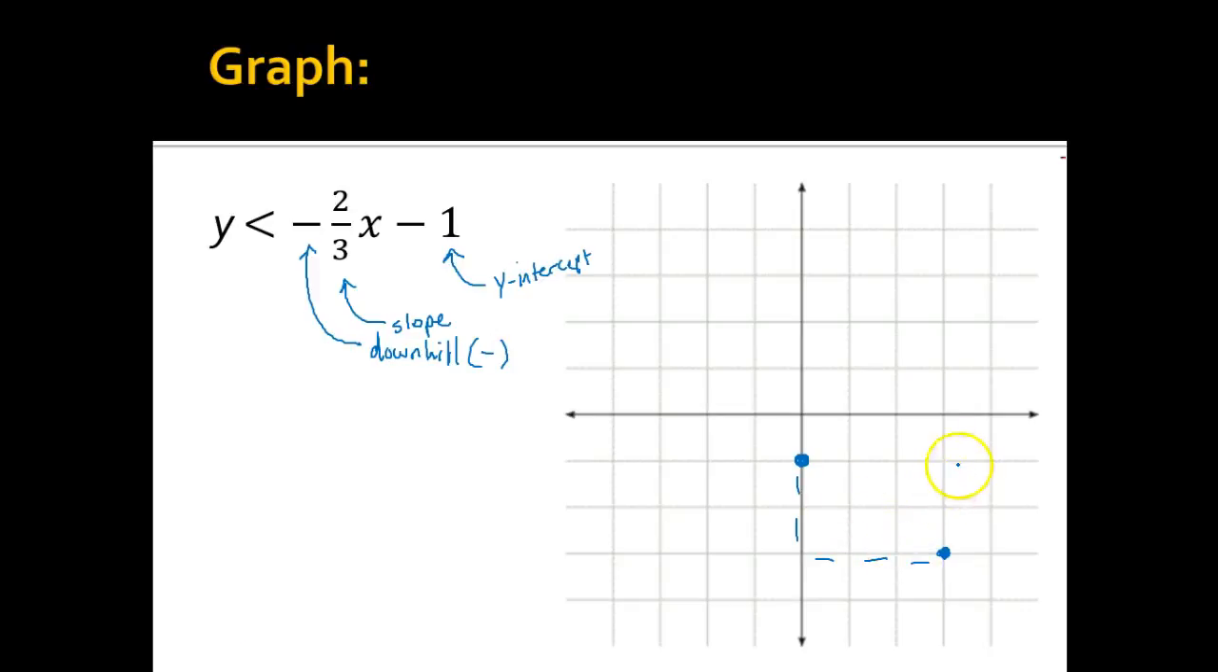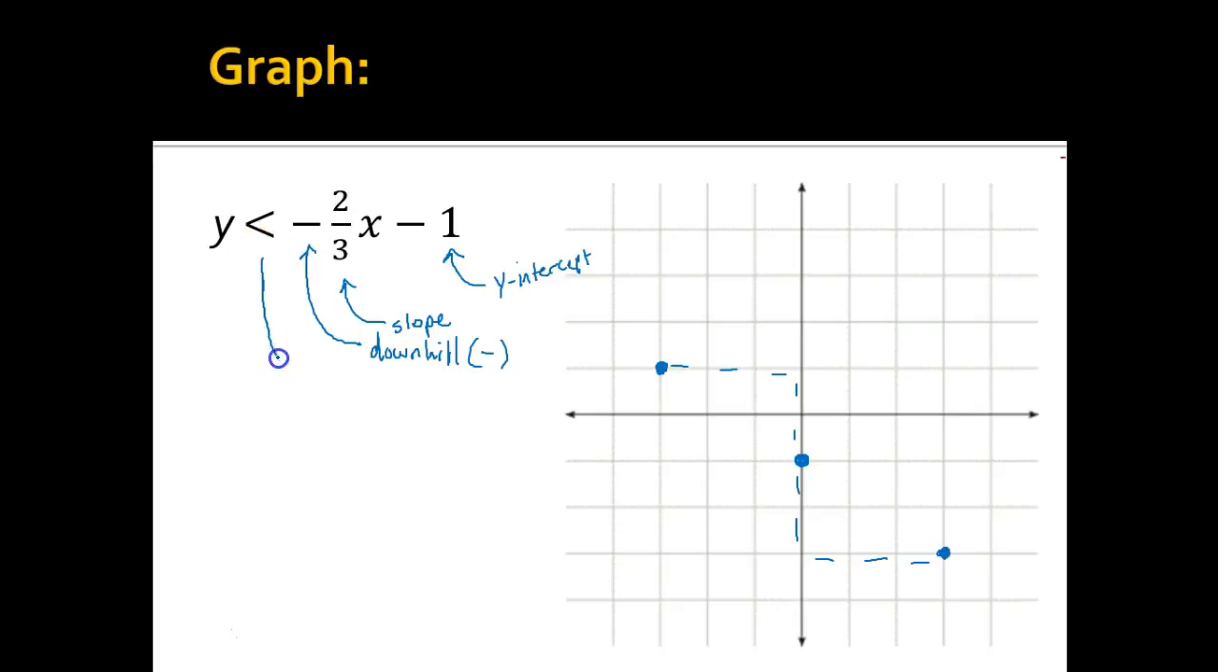Now if I want to draw the line going in the other direction to the left, then I would just do the opposite. Instead of going down 2 and over 3, I go up 2 and over -3. And that would also be a point on the line. So our line is going to pass through those 3 points. It's going to be going downhill, reading from left to right.